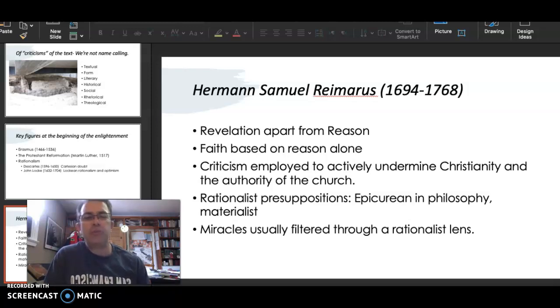He had rationalist presuppositions, probably Epicurean and materialist in his philosophy. So this is going to flavor everything. And so this is pointing the way also to an understanding of miracles as kind of filtered through a lens of rationalism. Now that I'll get to in just a minute. Let me tell you a little more about Reimarus.